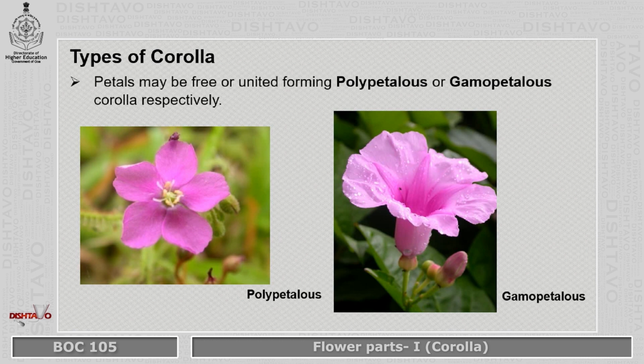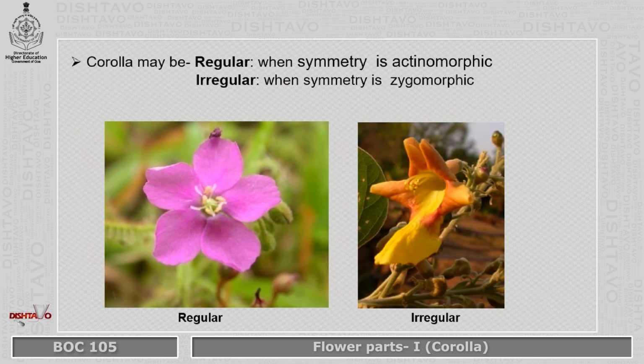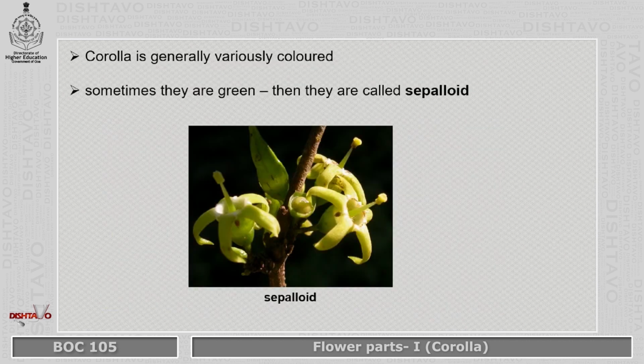Corolla can be regular, that is an actinomorphic flower where all the floral parts are symmetrical, or it may be irregular, where the flower is zygomorphic and floral parts are asymmetrical, wherein one petal may be long or lobed. Corolla is generally variously colored. It can be pink, purple, blue. You must have seen differently colored flowers. Corolla is sometimes green, and when it is green, it is called sepaloid.